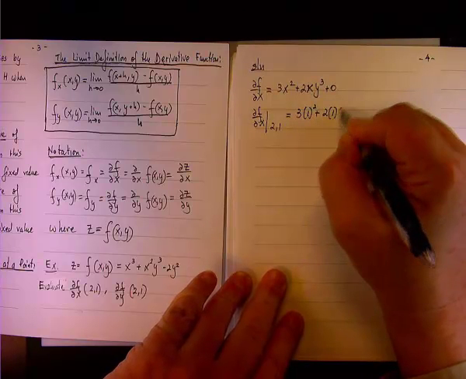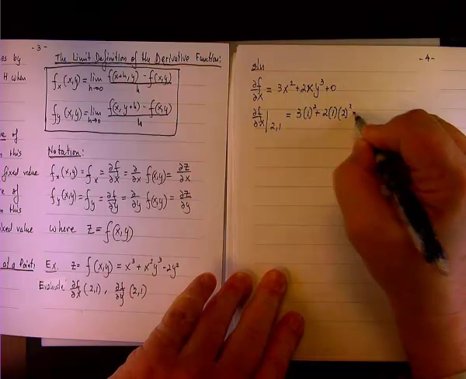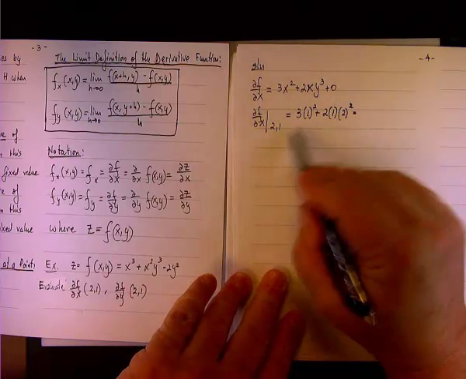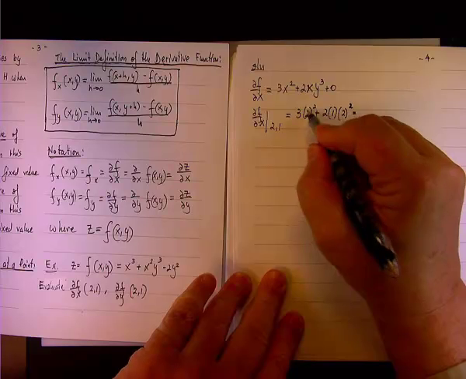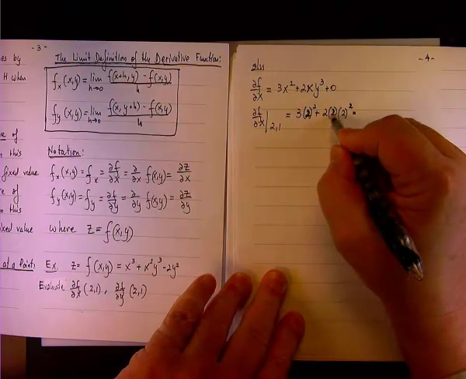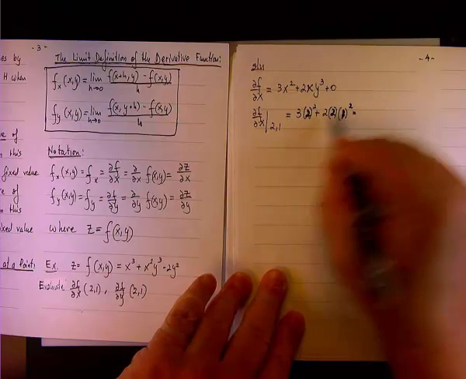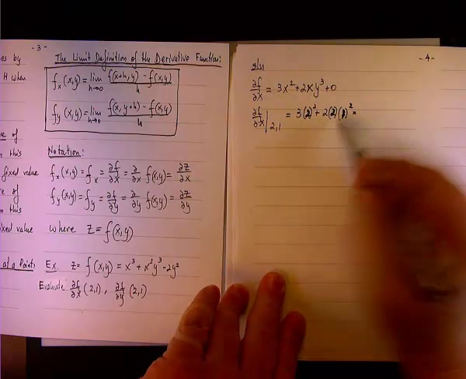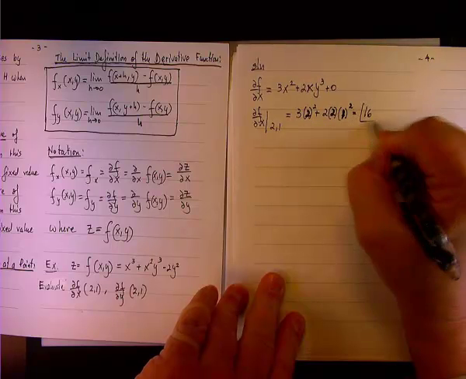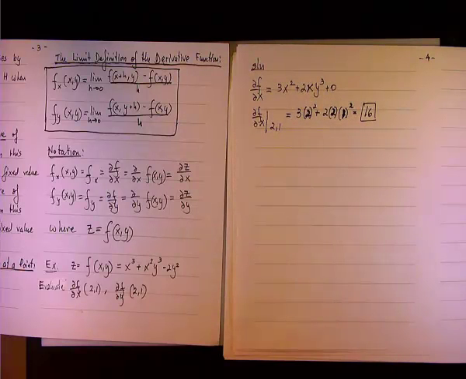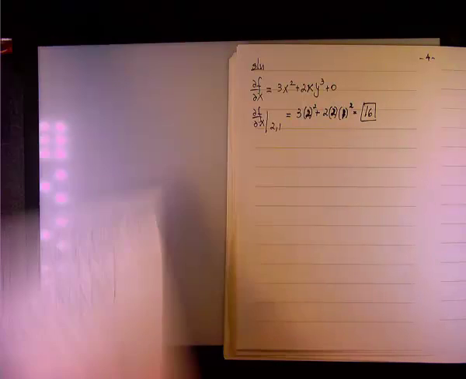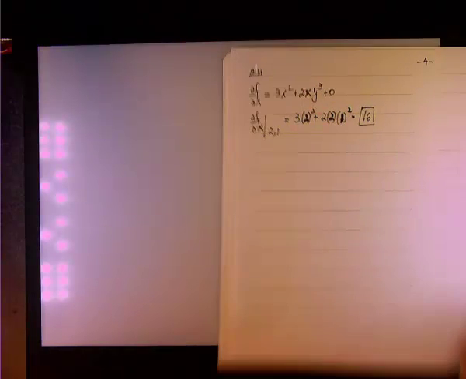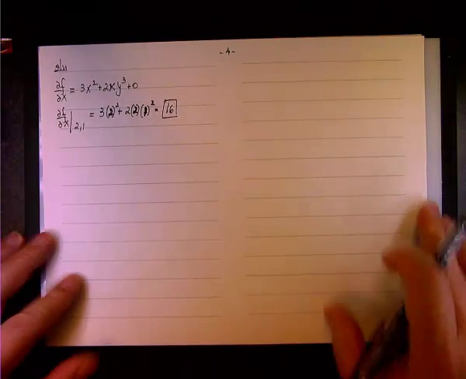I'm sorry, (2, 1). 3 times 2 squared plus 2 times 2 times 1 squared. So we are looking at 4 times 3, 12 plus 4. Well, that will be 16. So the rate of change at this point (2, 1) with respect to x only is 16.